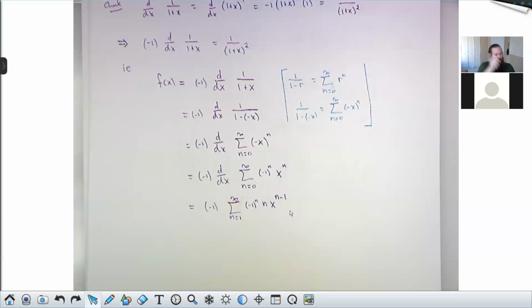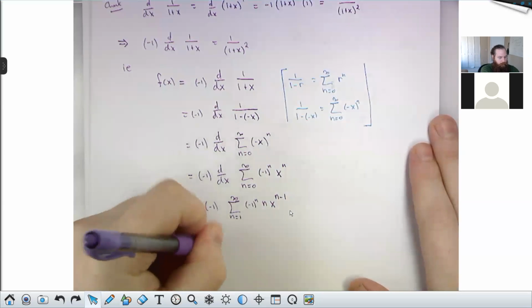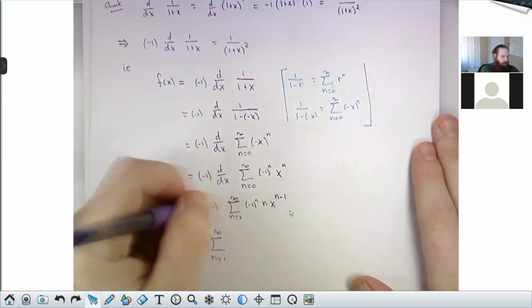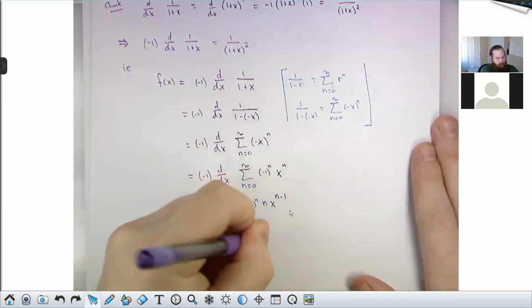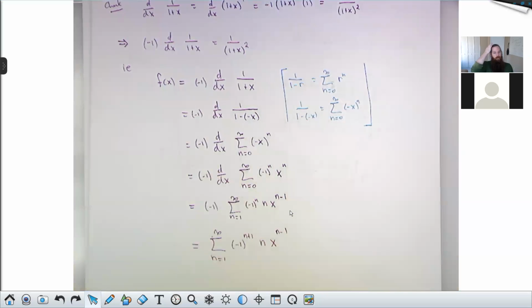My last step is going to be to bring the negative 1 inside. So this will be sum 1 to infinity. Negative 1 times negative 1 to the n is negative 1 to the n plus 1. And then I have n x to the n minus 1. And that's it. That's your answer.